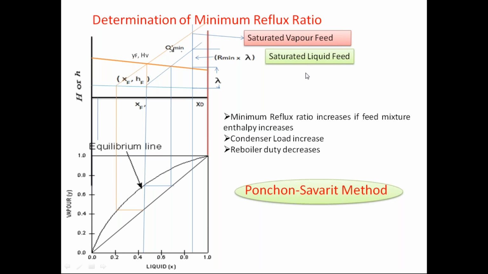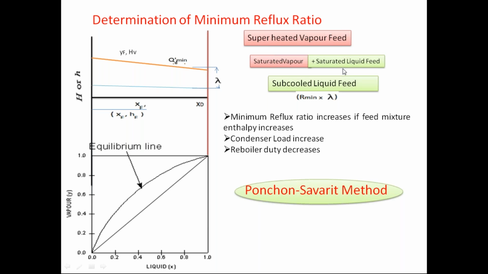And another three cases are there, because we know when the enthalpy is falling here, it is a superheated vapor. If it is falling in between, it is a saturated vapor plus saturated liquid. If it is falling below this, it is a subcooled liquid. So we'll see the subcooled liquid state. Again you see, for the case of the superheated vapor and subcooled liquid, how to find out the minimum reflux ratio. Okay, just see, this is again XD and this is XF.